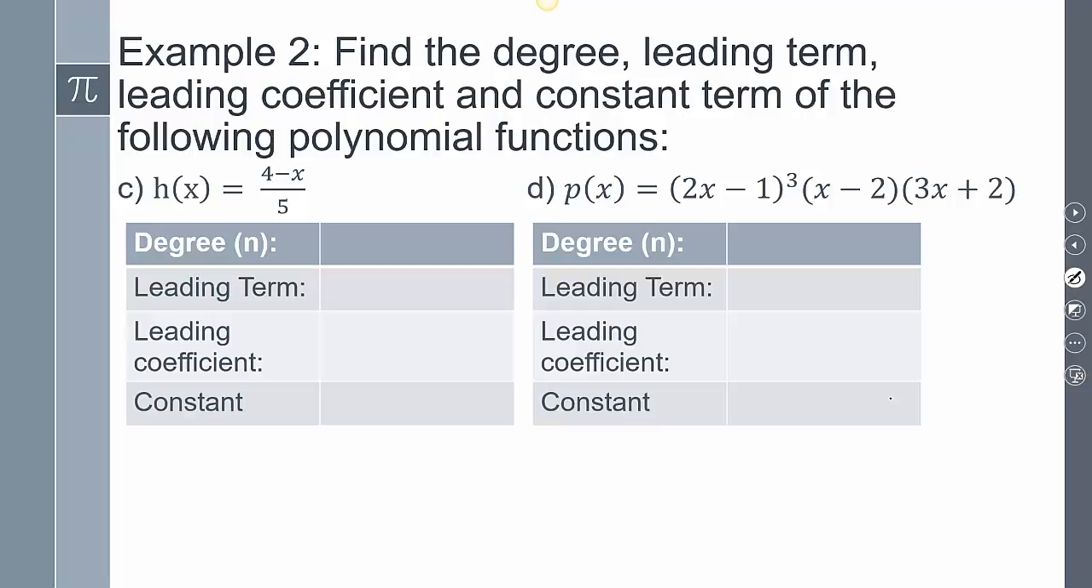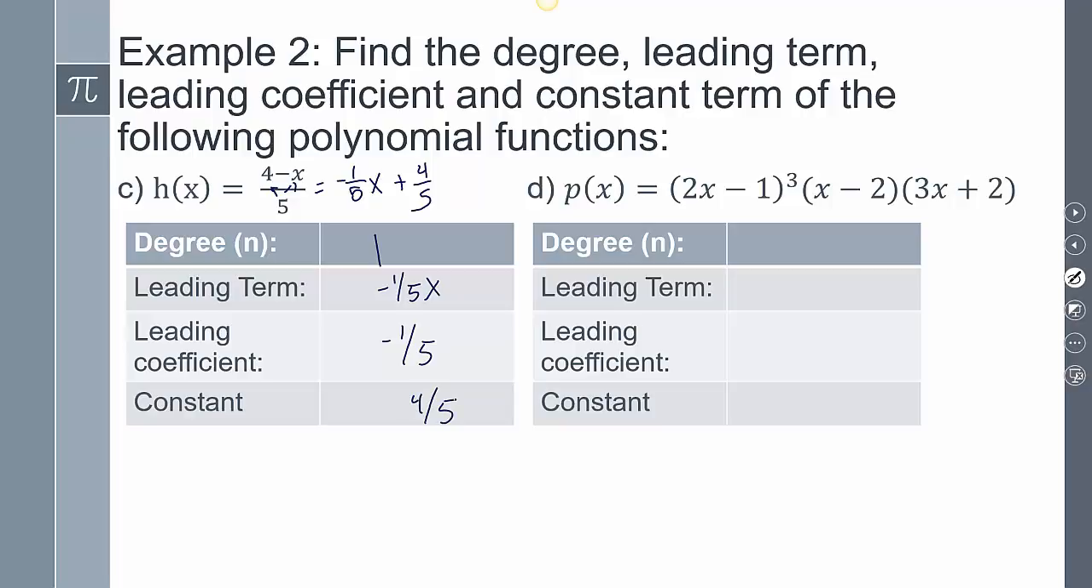Now diving further, this one we're going to have to break apart. This is going to become -1/5 x plus 4/5, right? We can break that 5 into both of these. So then my degree is going to be 1 because that's the highest exponent I have there. My leading term is going to be -1/5 x. My leading coefficient is just going to be that -1/5, and the constant is going to be 4/5.